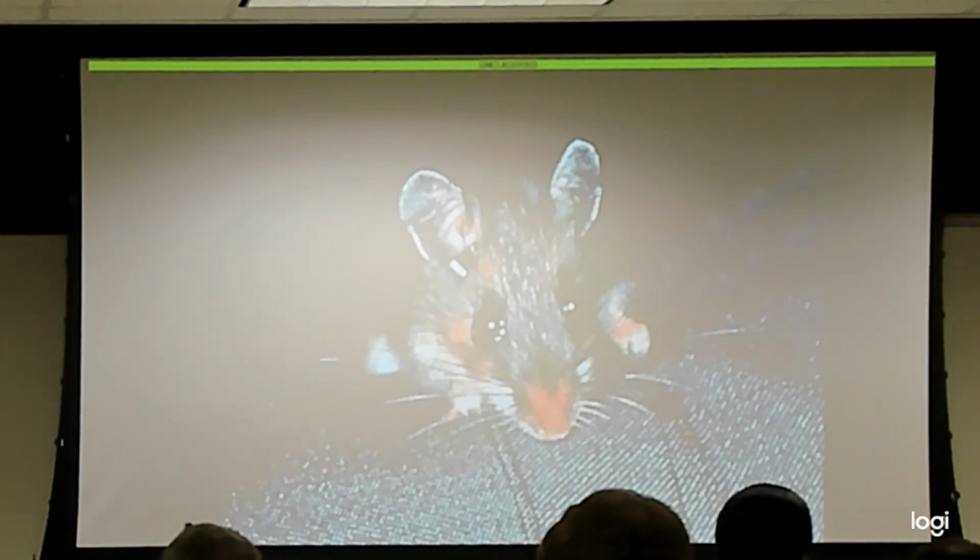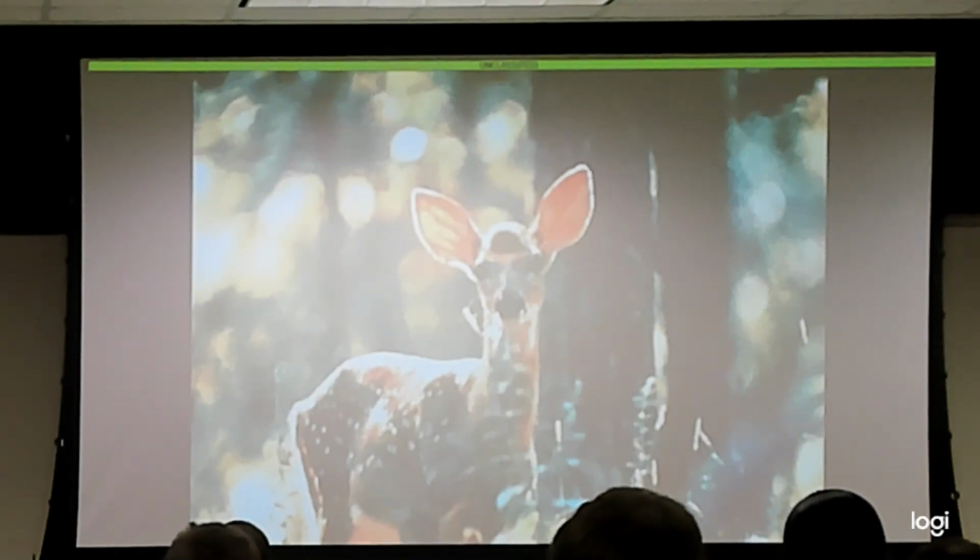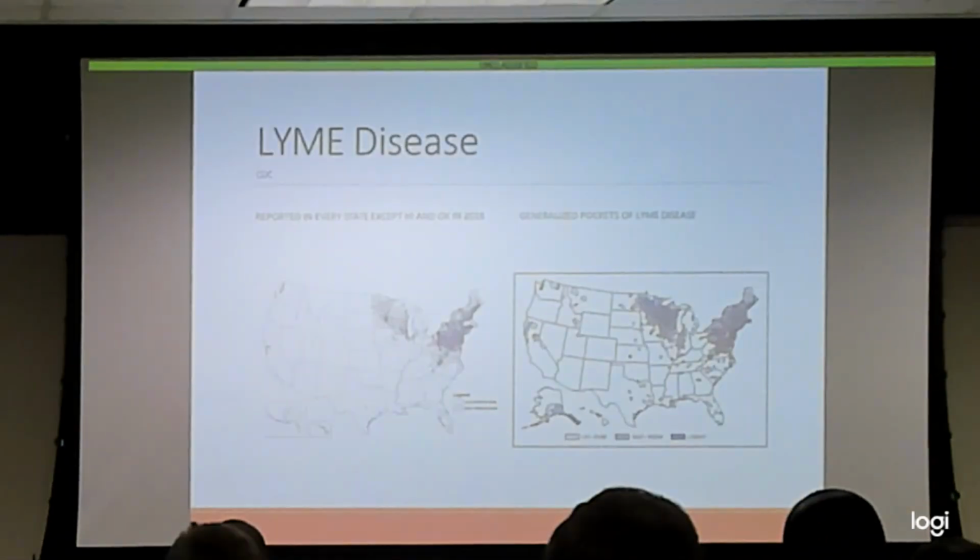This is the white-footed mouse. This is generally the primary reservoir that carries this little thing that can spread it to the deer. That's a little deer that carried it around.